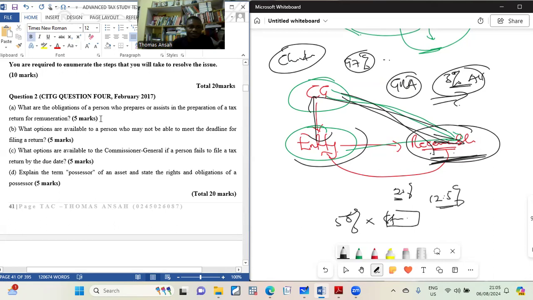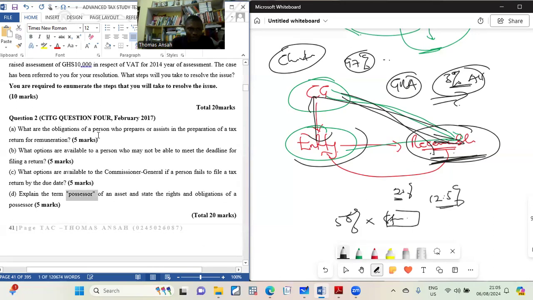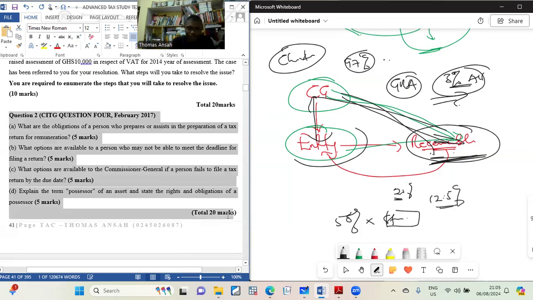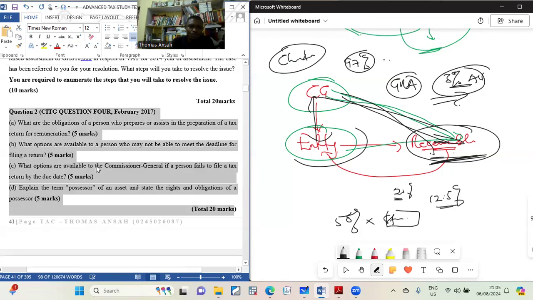One obligation is for the person to state that he has done the filing to the best of his ability. Yeah, it's true. Those are the things. Once you've remembered that, I think the others will come. All right. Then explain the term possessor of an asset, like a receiver. You remember? All right. So those are the things you need. And these are CIT questions. This is not ICA questions. These are CIT questions, and these are the same questions that ICA will borrow to examine you.